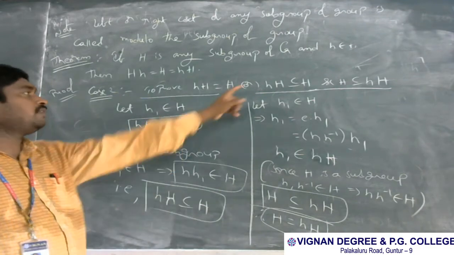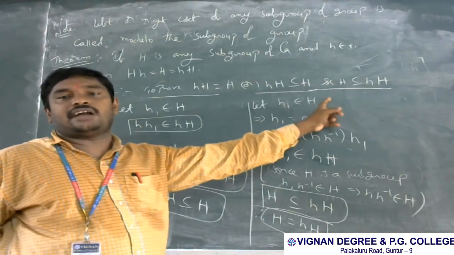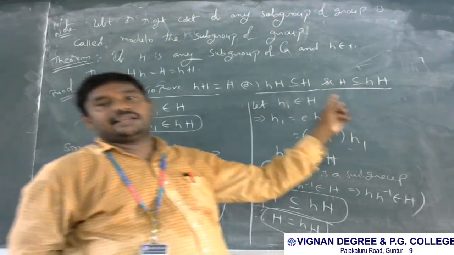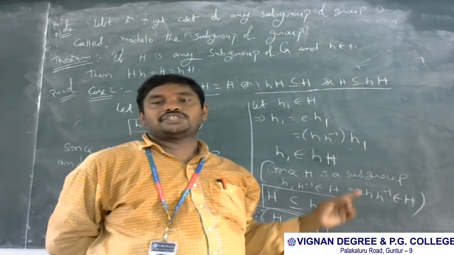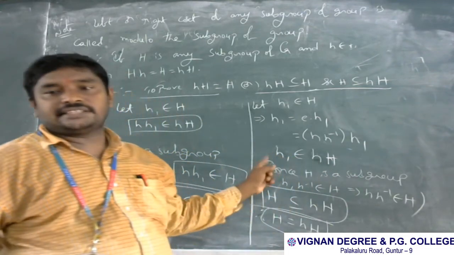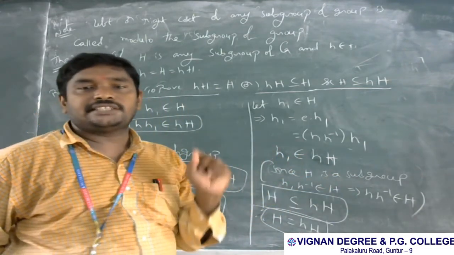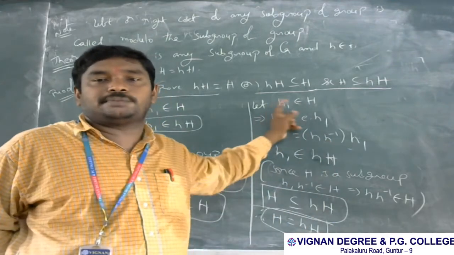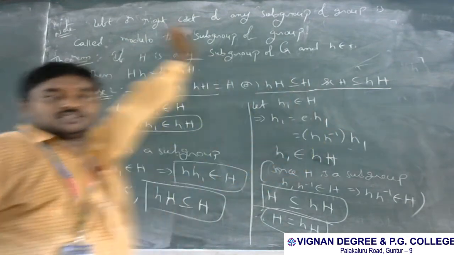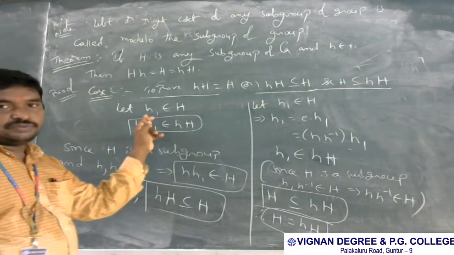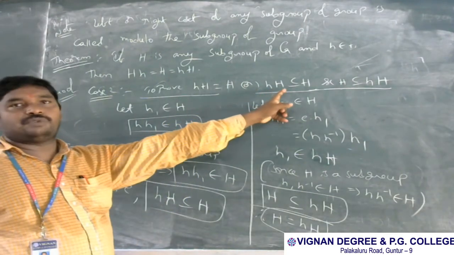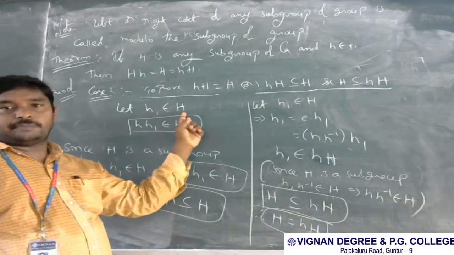So how can you write small h into capital H subset or equal to capital H? First take an element from LHS and prove that it is contained in RHS. So LHS is a subset or equal to RHS. And similarly, RHS is a subset or equal to LHS. Then LHS must be equal to RHS. So first case 2, let small h1 belongs to capital H. Why are we taking this? Because we have to prove it this way.